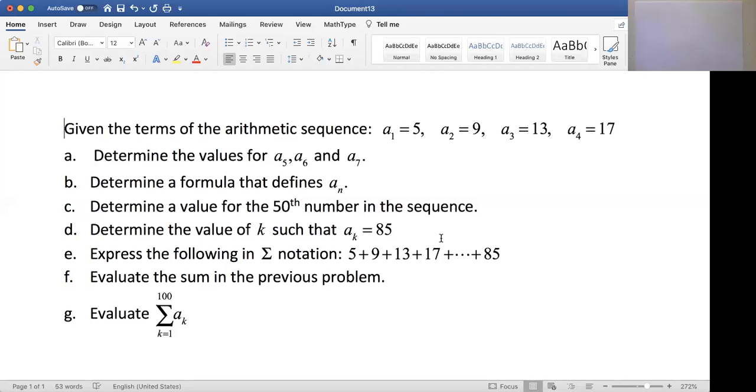On this question, we have an arithmetic sequence. A1 is 5, A2 is 9, A3 is 13, A4 is 17. And there are several questions we want. First off, what are A5, A6, and A7?